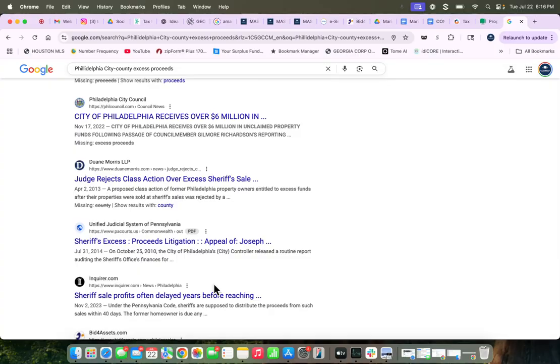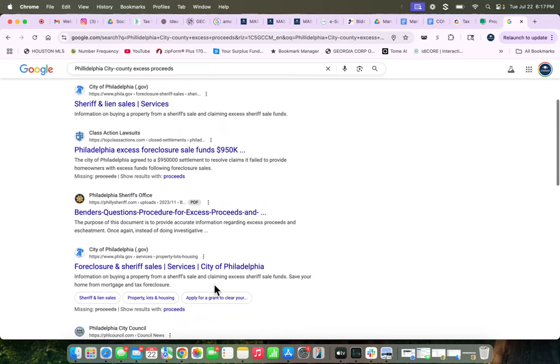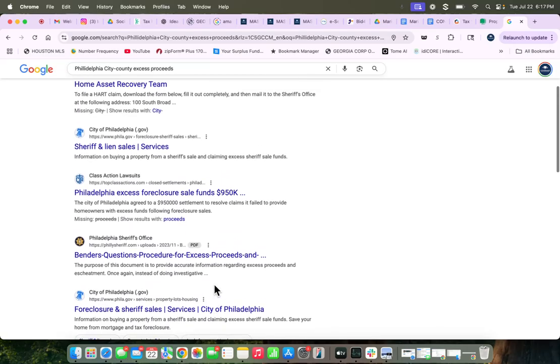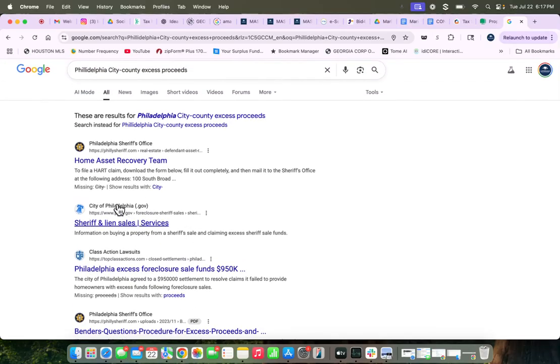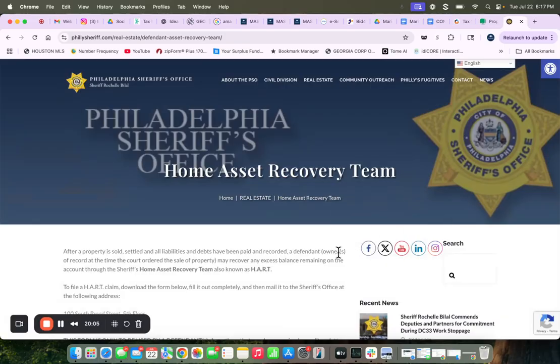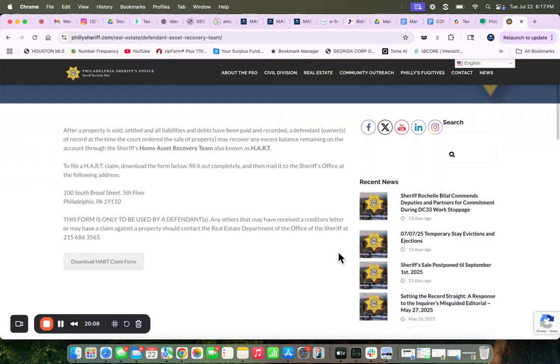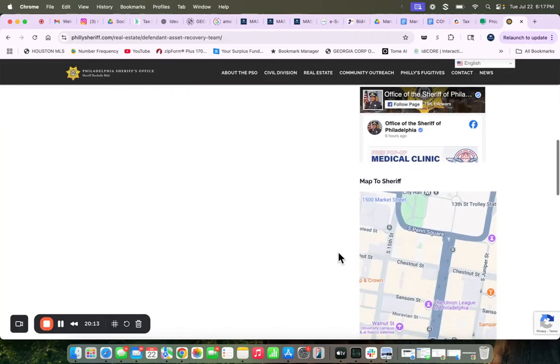So, as you guys see that I'm looking through this Google, there looks like there's a lot of proceeds in the litigation. That was 2010. Let's see what's relevant. Oh, that's a class action lawsuit, but I don't know when that was. See, I don't like sheriff and lien sales. That's not what I'm looking for. Let's see. Asset recovery team. So I'll just go through these websites and I'll try to find as much information as I can. This is not what I need.